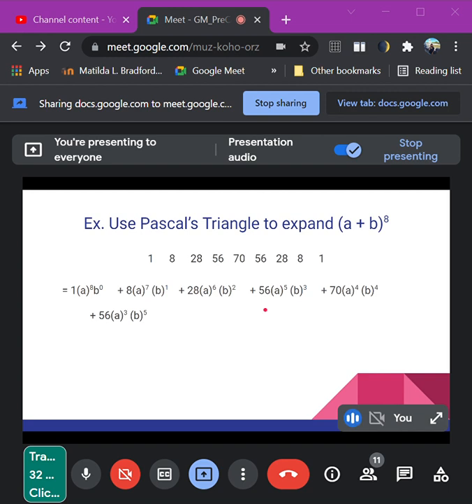And the next one we have here, 28, A raised to the power of 2, B raised to the power of 6. And then we have here our next coefficient, that is 8, A raised to the power of 1, B raised to the power of 7. And then the last one we have there, 1, A raised to the power of 0, and then B raised to the power of 8.